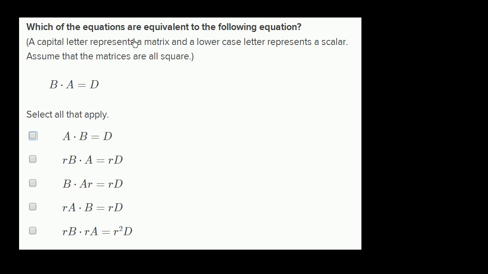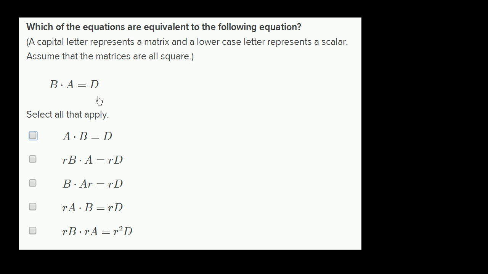Which of the equations are equivalent to the following equation? A capital letter represents a matrix and a lowercase letter represents a scalar. Assume that the matrices are all square. Fair enough. So the equation here is the matrix B times the matrix A is equal to the matrix D.